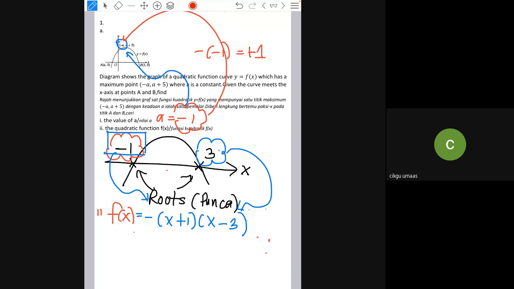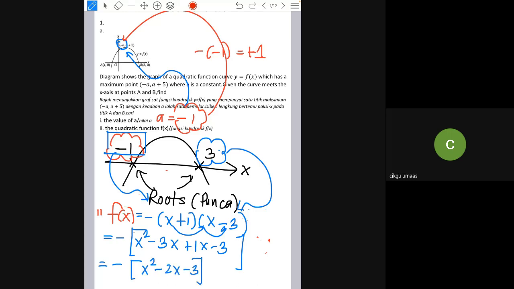Once I've got this, let's expand this. I am going to get x squared minus 3x plus x minus 3. Simplify this, I'm going to get x squared minus 2x minus 3. When you expand this bracket, you get the answer as negative x squared plus 2x plus 3 as the equation. Any question? You can ask. Anyone blur? Ask.